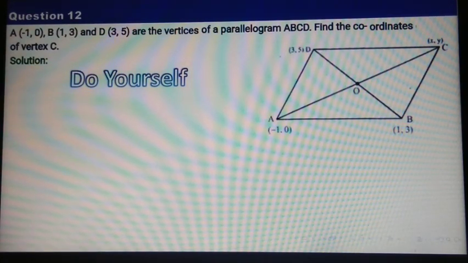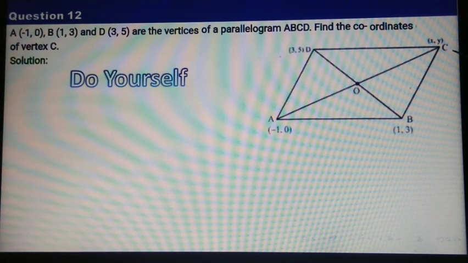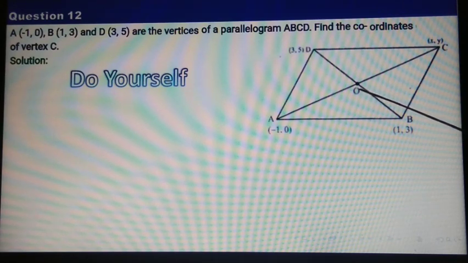Now to begin with this problem, to find the vertex C, I'm calling the coordinate x comma y. So basically we need to find the value of x comma y. To find x comma y, we need to know the coordinate of the midpoint, right? Now we don't know the coordinate of the midpoint. Let's try to find the coordinate of the midpoint, that is the coordinate of O.